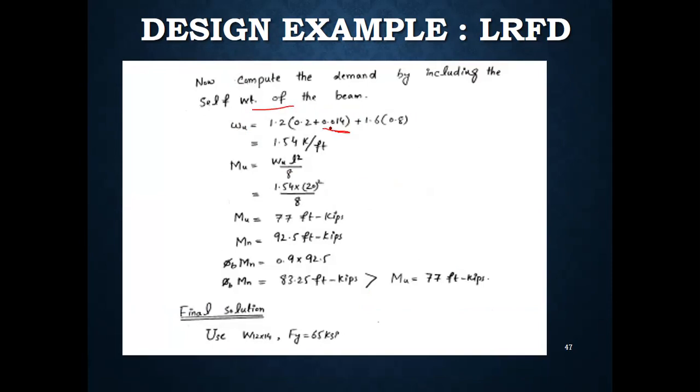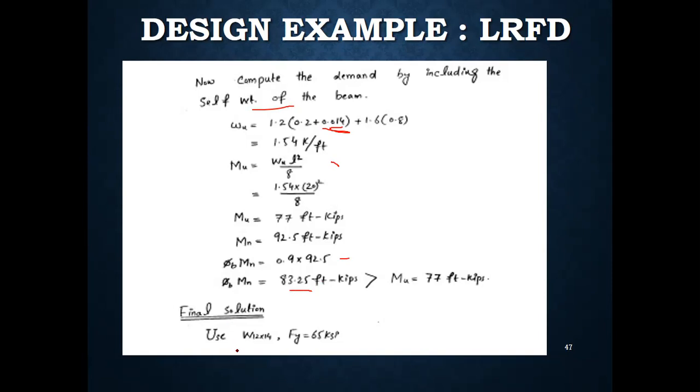After that, we apply the strength check using the same procedure: adding the dead load of the structure, finding the ultimate moment, and multiplying with the factor of safety to find the demand and the required moment. In this case, the ultimate moment due to loading comes out to be 77 kip-ft, while the load carrying capacity of the structure comes out to be 83.25 kip-ft.